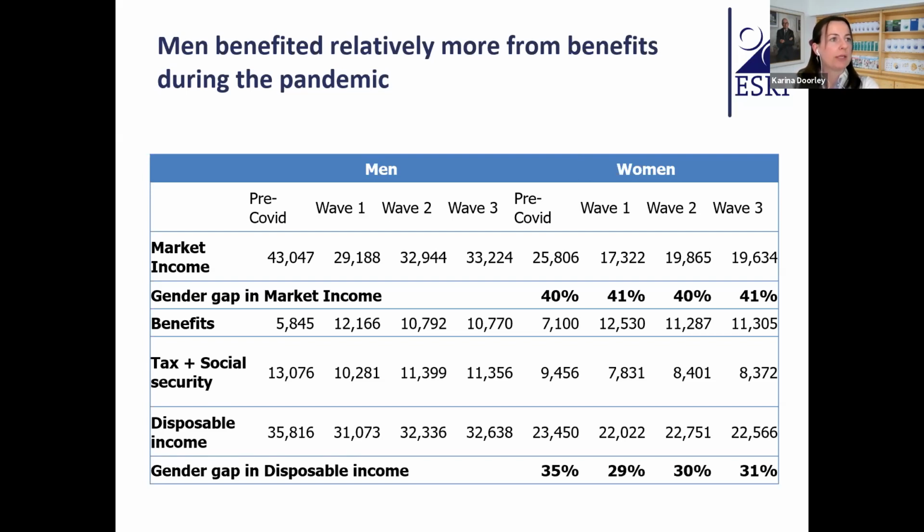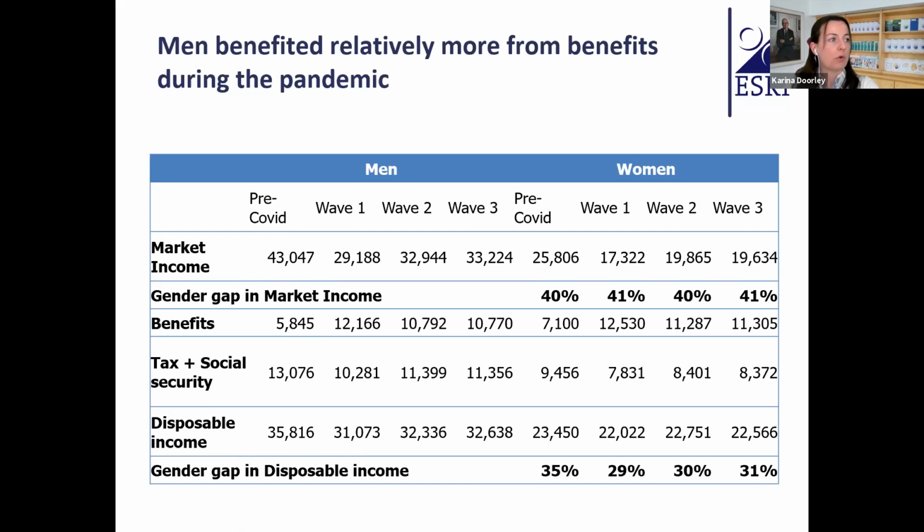So just 2 points to draw your attention to here. You see in the pre-COVID period, women were receiving quite a bit more in benefits than men were, but during the crisis, those levels had equalized. So the benefit levels of men and women were much more similar than they were prior to the pandemic. And that's really because of the flat rate nature of this new pandemic unemployment payment, which wasn't means tested.